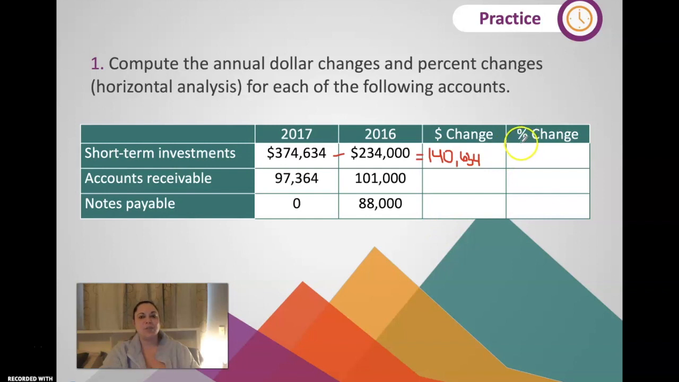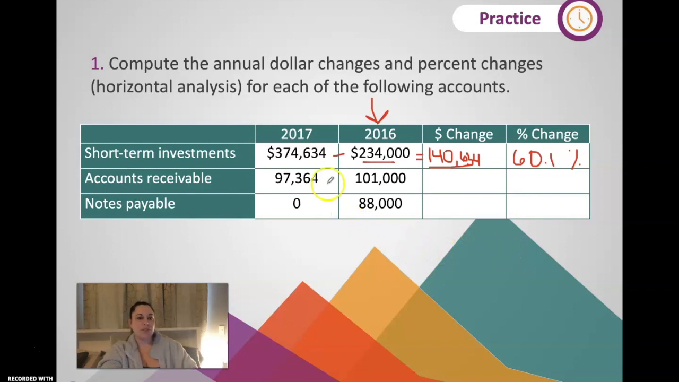All right, so now you want to turn this into a percent. So you take the answer we just got, the 140,634, and you divide by the oldest year. So we're going to be using 2016. So basically 140,634 divided by this 234,000. Okay, got 0.601. Remember, multiply that by 100 because you want to turn it into a percent, or just move the decimal place over 2 places, whatever you're comfortable with. So we got 60.1%. Okay, you should all get the same thing.